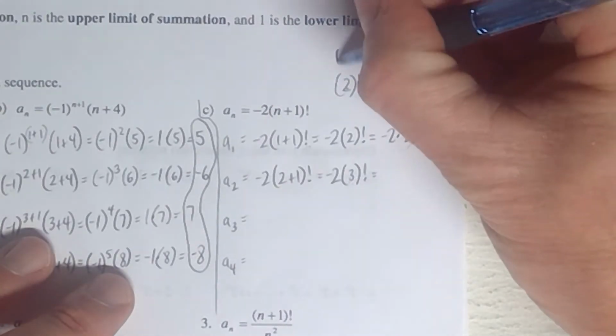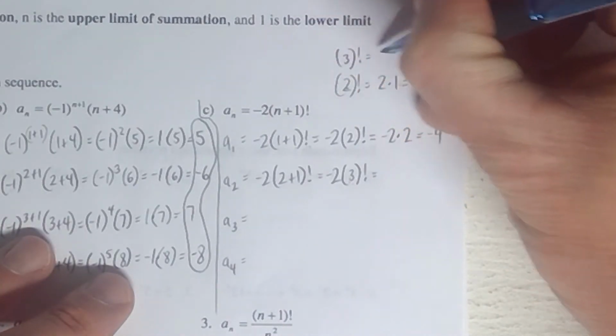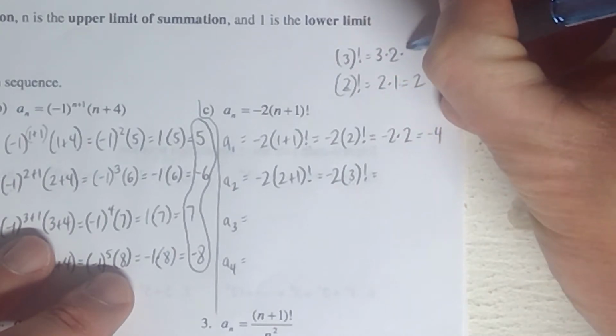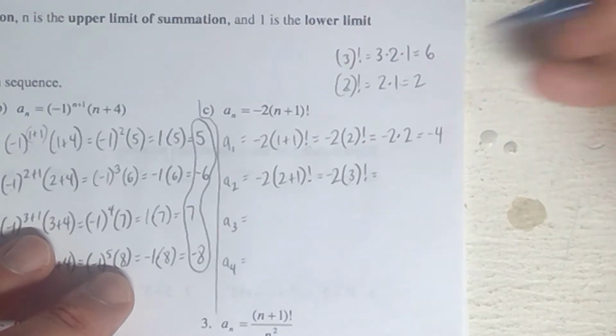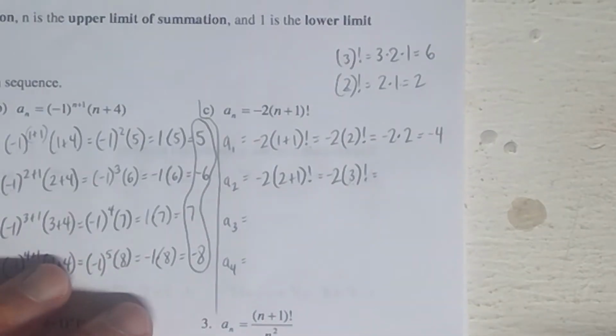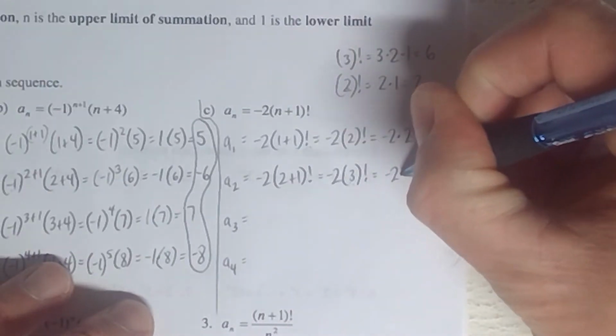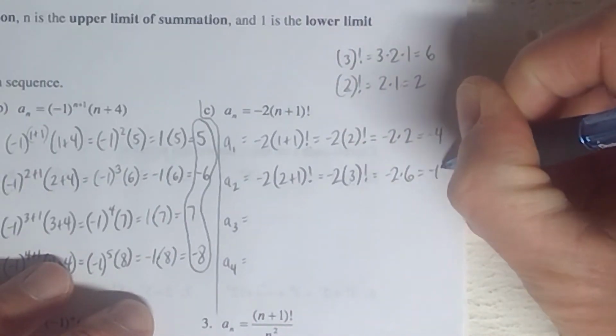What is 3 factorial? 3 factorial is 3, 2, 1. 3 times 2 times 1 is what? It is 6. 3 times 2 is 6. 6 times 1 is still 6, right? And there we go.